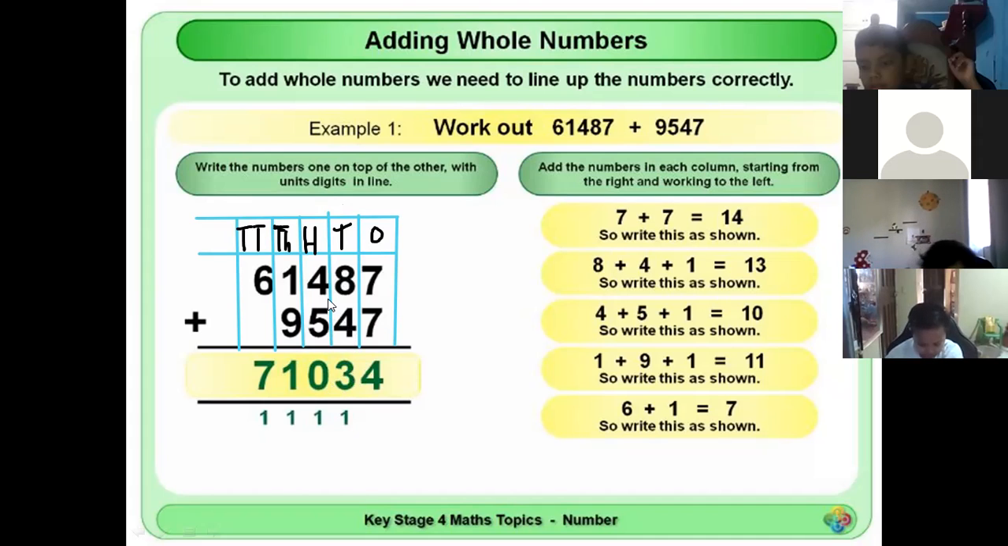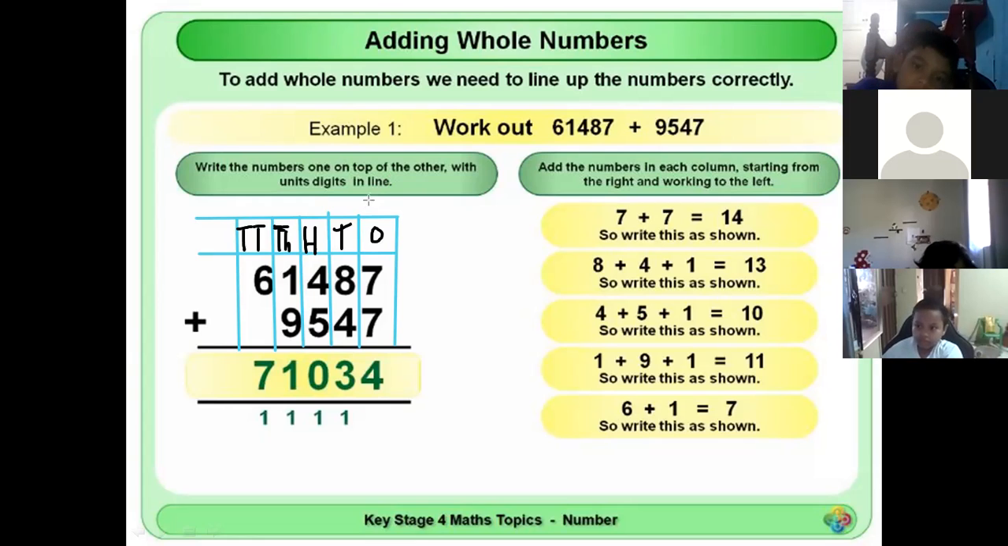We regroup the next one. Then we have, listen, pay attention, Daniel and Dariel. 4 plus 5, it's 9. Okay, plus 1 that we regroup, I'm going to have 10. I'm going to write 0. And I'm going to regroup 1 to the next value that it will be 1,000. 1 plus 9 is 10, plus 1 that I regroup is going to be 11. So I write 1, and I'm going to regroup 1 to the next place value, that is 10,000. So over there I have 6, plus the 1 that I regroup is going to be 7. At the end of the addition, my whole number is going to be 71,034.